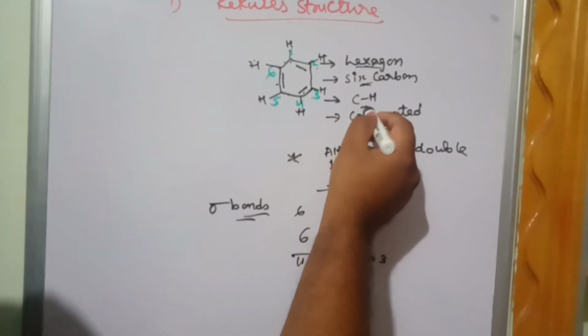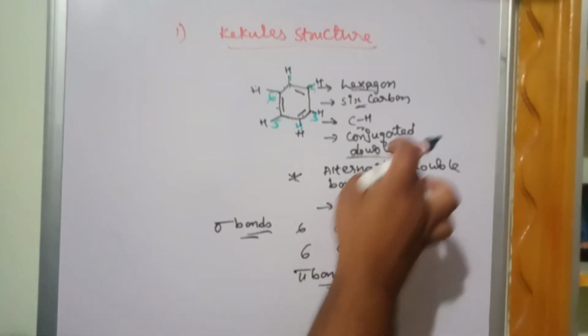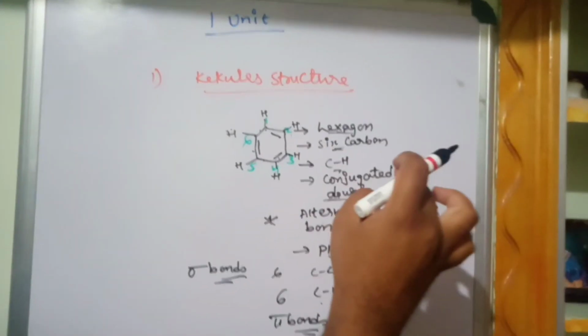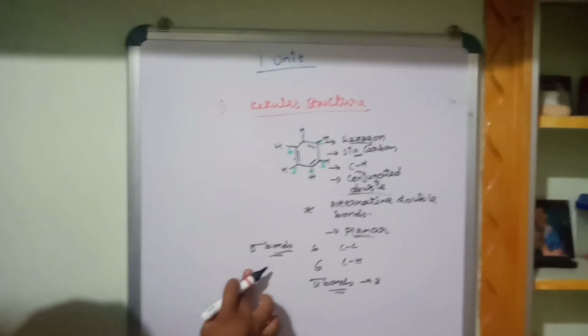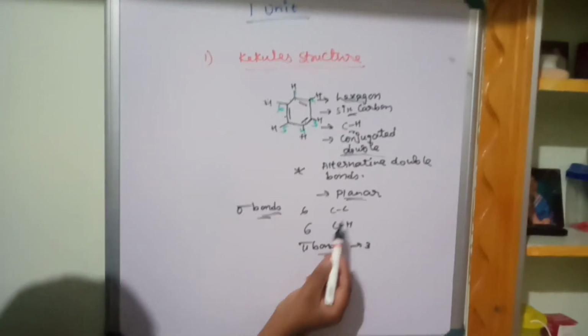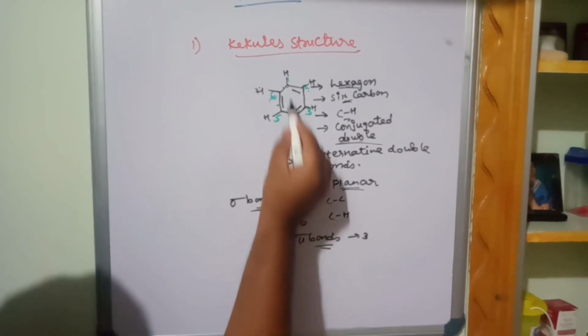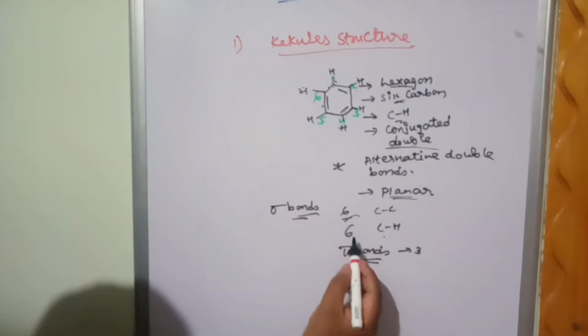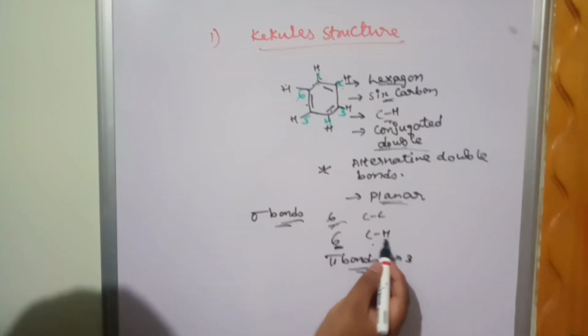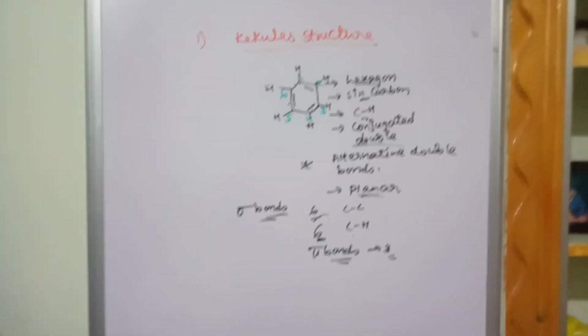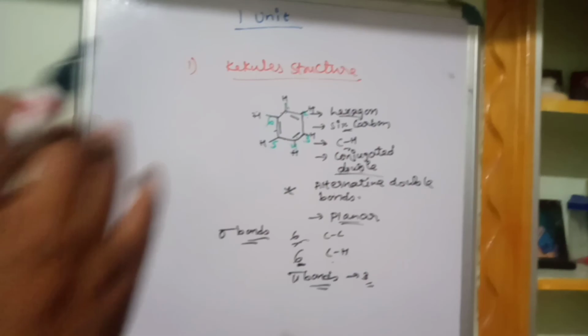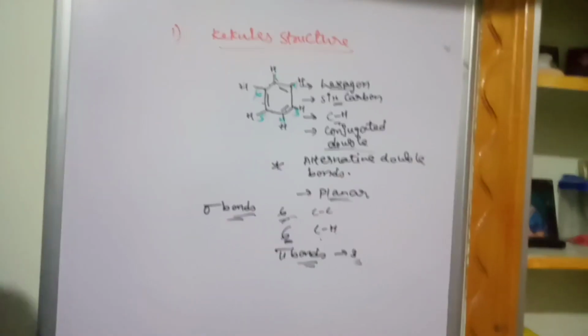So equal carbons, equal hydrogens are there. They are conjugated double bonds, which means there are alternating double bonds. There are 6 sigma bonds, C single bond C. How many are there? 6 are there. C single bond H, 6 are there. Double bonds, how many are there? 3 are there. So this is what the theoretical aspect explained.